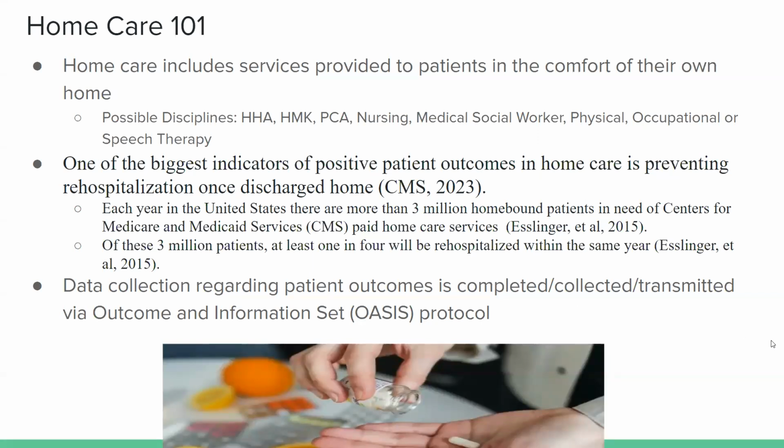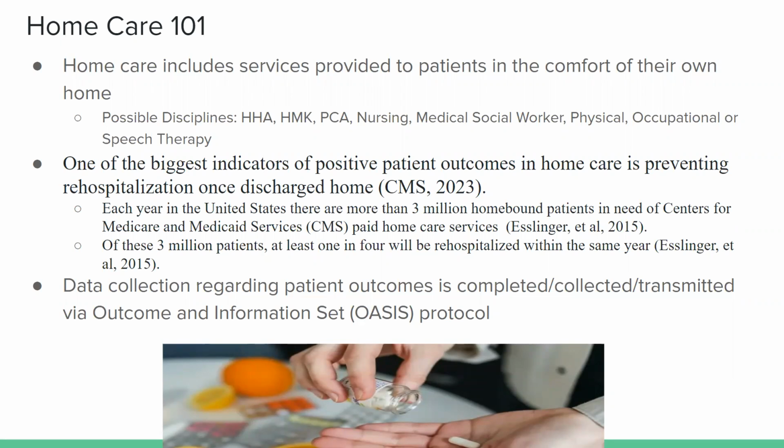So, first, we're going to talk a little bit about Home Care 101. Home care agencies provide services to patients in the comfort of their own homes. The possible disciplines that are included are home health aide, homemakers, personal care assistants, nurses, medical social workers, physical, occupational, or speech therapists as well.